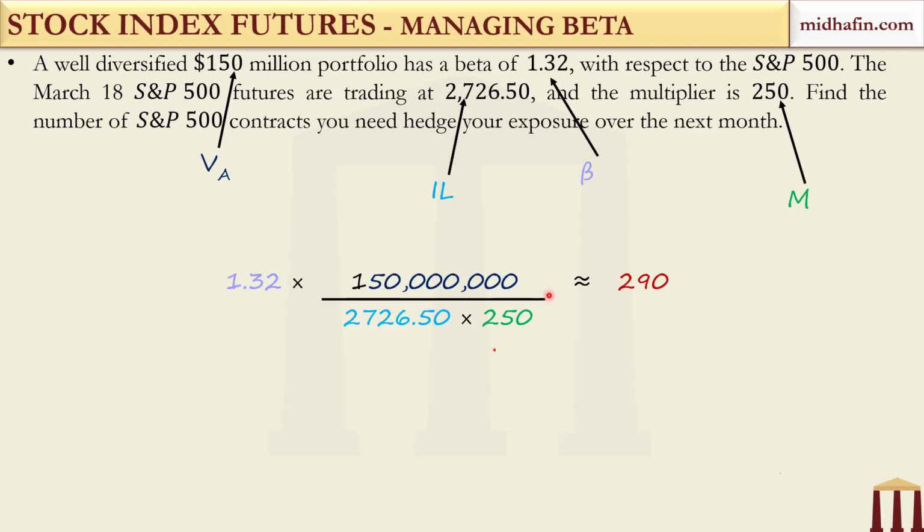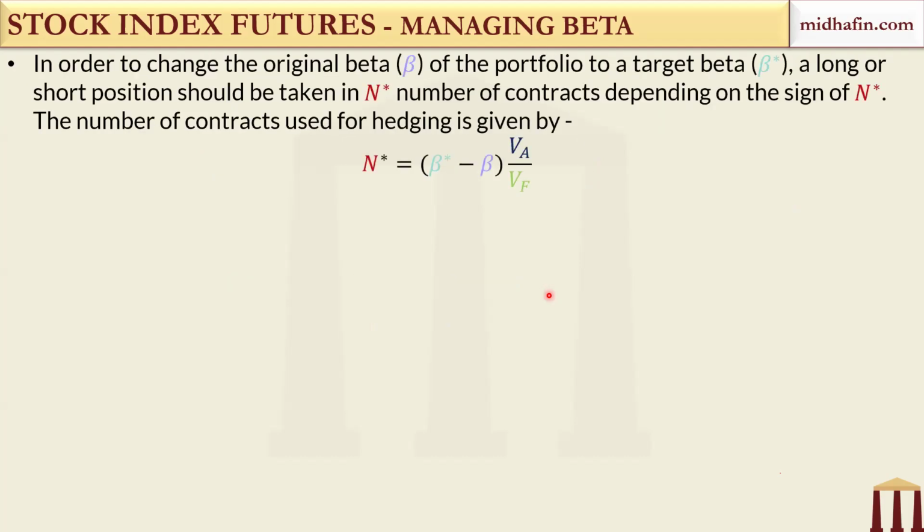Okay, correct. 290 is the correct answer for this particular case. I was saying that in order to change the original beta of the portfolio to a target beta, a long or short position should be taken in N star number of contracts, depending on the sign of N star.